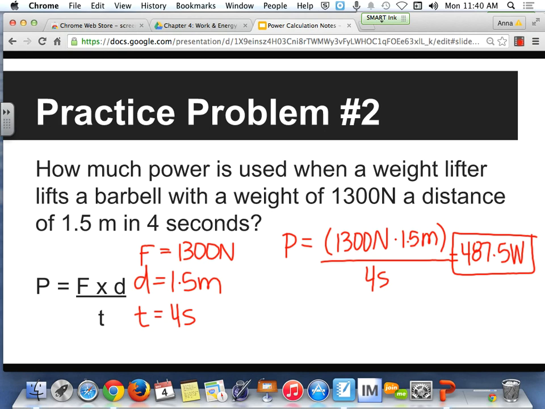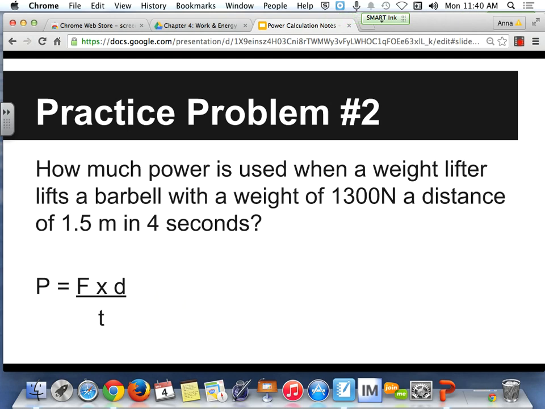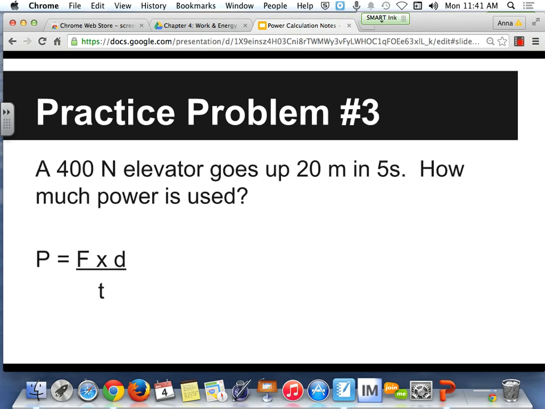So if you're still following along, you're doing a great job. Okay, we've got one more practice problem similar to this one. A 400 Newton elevator goes up 20 meters in 5 seconds. How much power is used? Again, we notice that we're not given a work, nothing in joules. So we've got to find that first, and then we can divide it by the time.